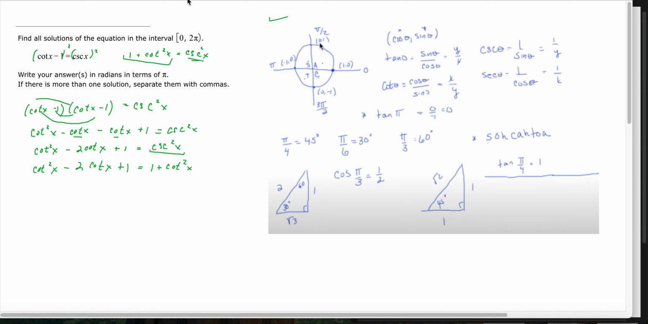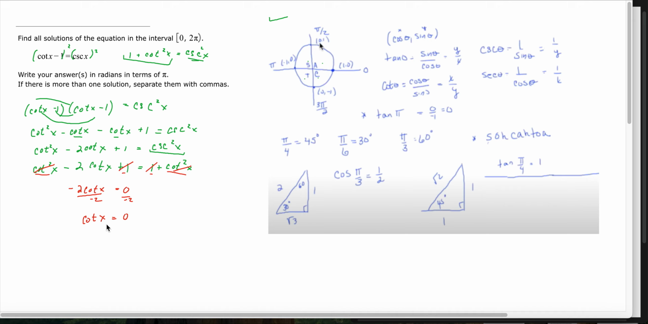So notice I have a cotangent squared on both sides of the equation. So if I subtract cotangent squared x, those will 0 out. I also have a 1 on both sides of the equation, so subtracting 1 on both sides, that will also 0 out. So all that's left is negative 2 cotangent x on the left and 0 on the right. So now let's get cotangent x by itself. So I'll divide both sides by negative 2. So cotangent x is equal to 0.